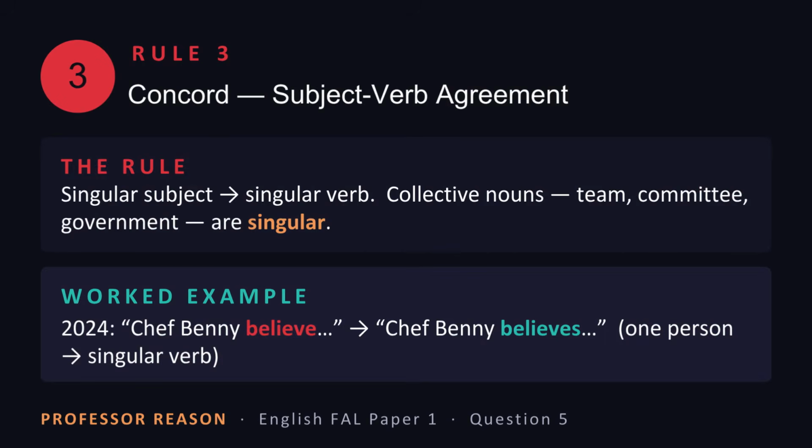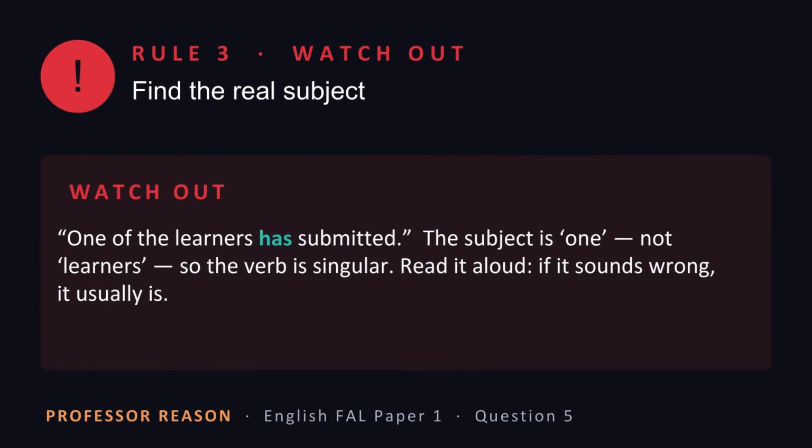Rule number 3, Concord. That is subject-verb agreement. Singular subject, singular verb. Collective nouns, for example, the team, the committee, the government. Those are singular. And straight from the question paper, here's the sentence. Chef Benny believe. This one had to become Chef Benny believes. That is one person, singular verb.